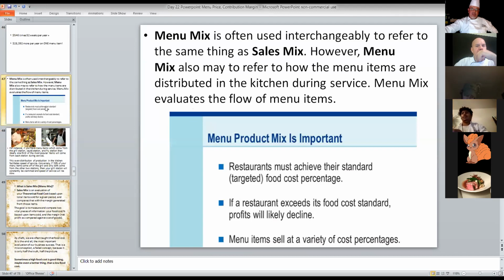Menu mix is something used interchangeably to refer to the same thing as sales mix. However, menu mix also may refer to how the menu items are distributed in the kitchen during the service. Menu mix evaluates the flow of menu items. Okay, restaurants must achieve their standard targeted food cost percentage. If a restaurant exceeds its food cost standard, profits will likely decline. Menu items sell at a variety of cost percentages.